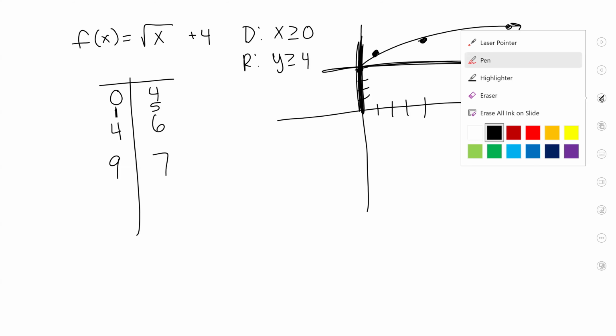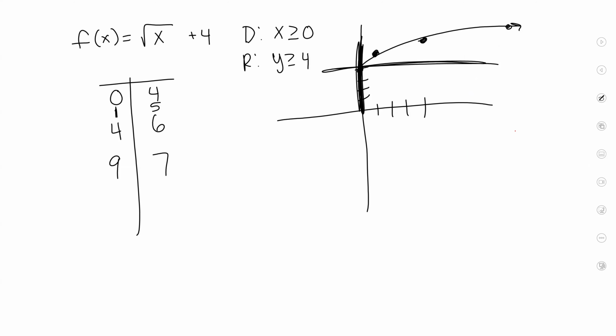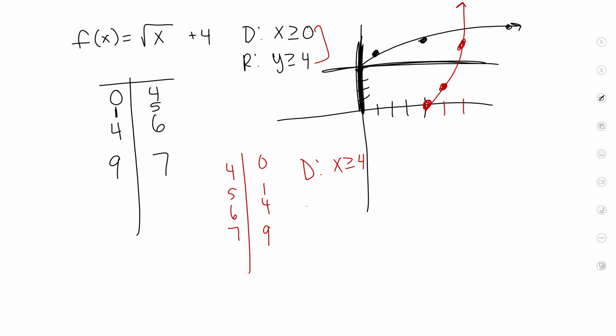Okay, now let's talk about the inverse. Inverse, you just switch the table. So your inverse will be 4, 5, 6, 7, 0, 1, 4, 9. So that's here. 5, 1 is here. 6, 4 is about here. It'll look like that. That's what the inverse looks like. And your domain, you just switch these. So it'll be x is greater than or equal to 4. Your range will be y is greater than or equal to 0.